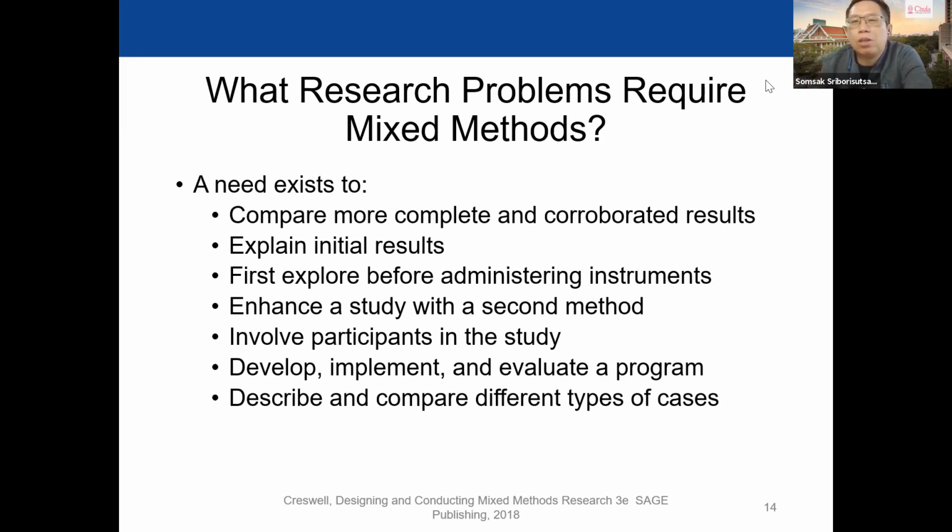In some cases you don't know exactly what kind of sample you have in your research project. Maybe students who have a disability, or some very vulnerable people. Sometimes you don't know exactly what you want to collect the data from them. So you just use a qualitative research method first to look for some potential interviewees, right?